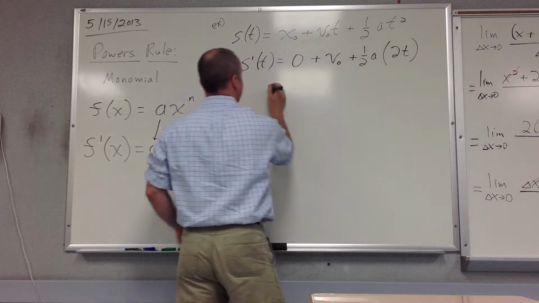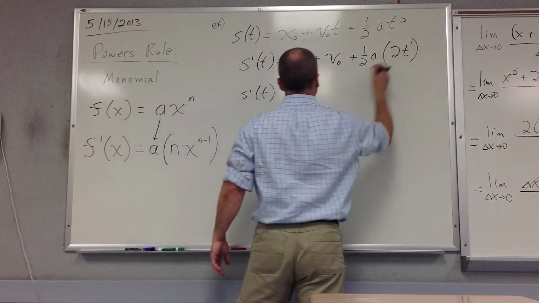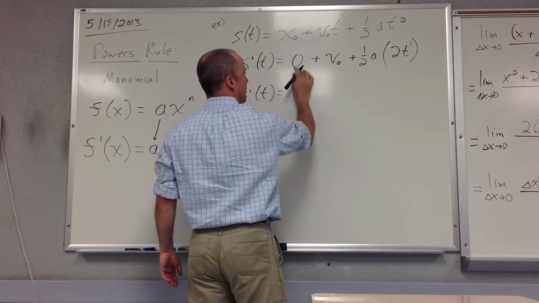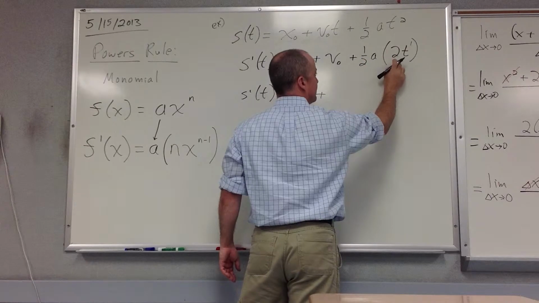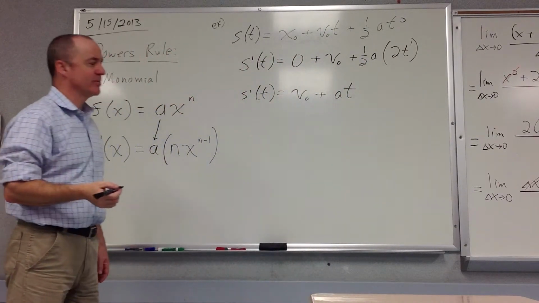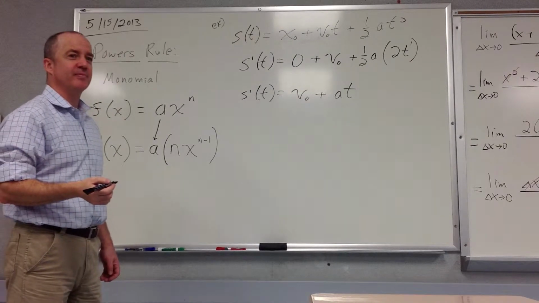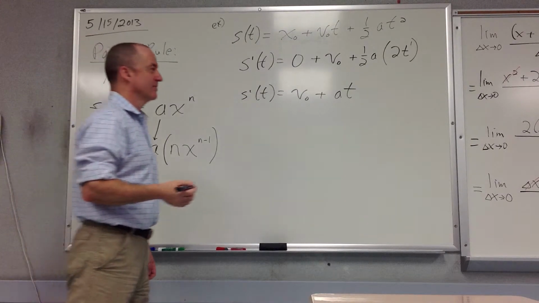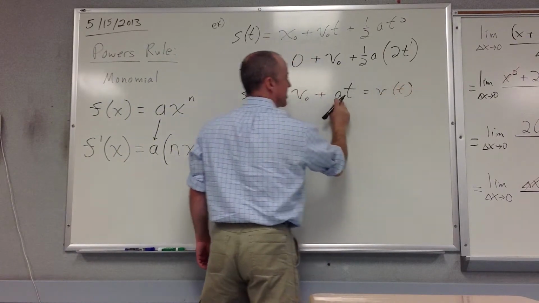All right, let's simplify this a little bit. It's the first power. So s prime of t is v initial plus 1/2 times 2, which cancels out, at. Does that formula look familiar? What was that the formula for? That's your formula for velocity under constant acceleration.